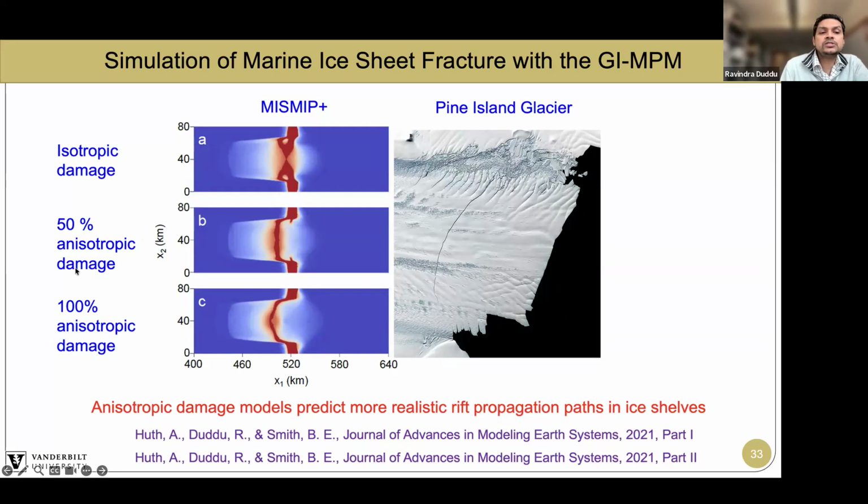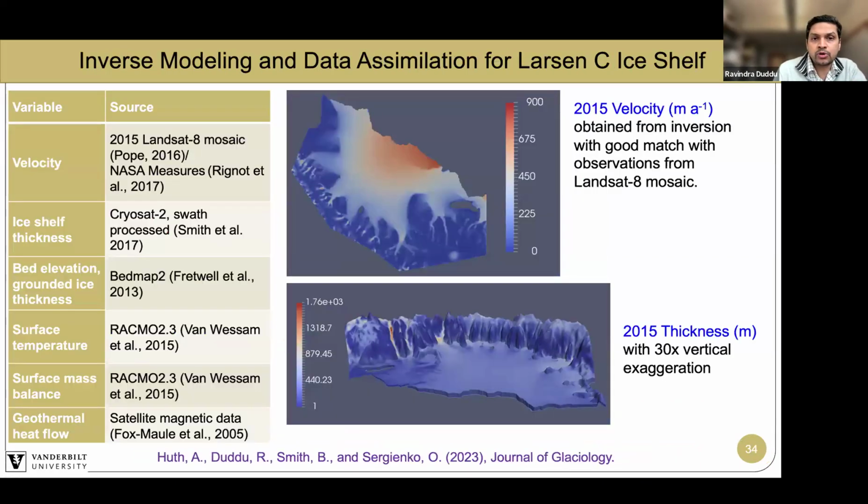But as we increase the anisotropy of damage, so what we are saying is that fractures only happen perpendicular to the direction of the max principal stress. If we introduce that physics into it, then you get arcuate crack patterns. And those arcuate crack patterns represent those which we see in reality with Pine Island Glacier, for example. So that was the main conclusion from that work.